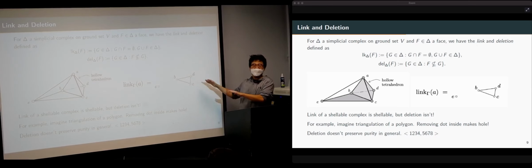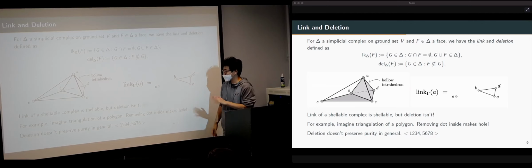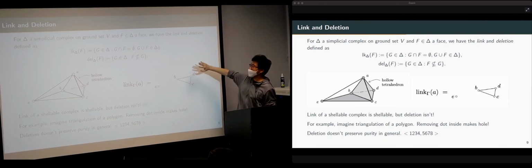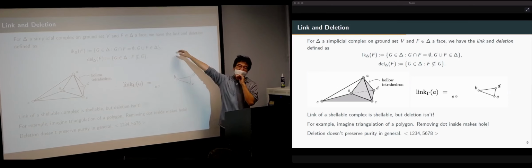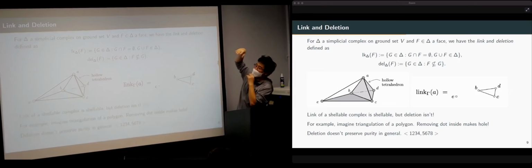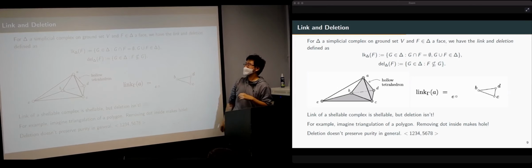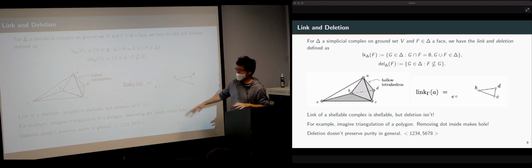Is that okay? It would have been so much better if the colors showed up. But I hope that gives you a rough idea of what the link and the deletion is. So if you already have learned about matroidal deletion and contraction, it's quite similar, but also quite different at the same time. So let me explain.